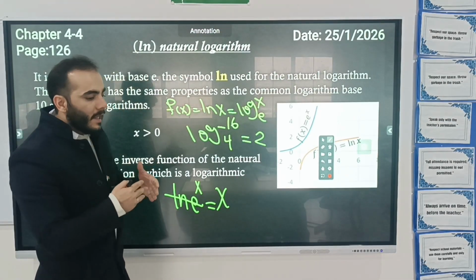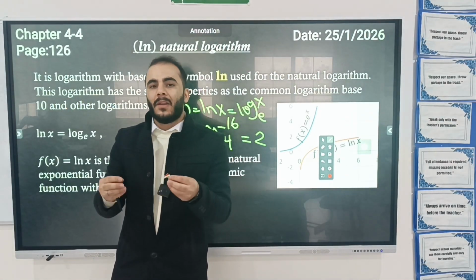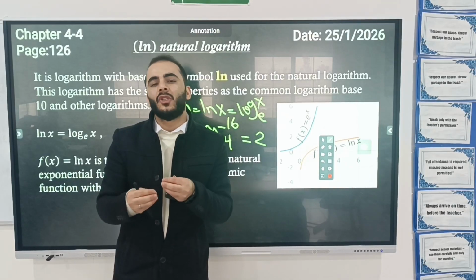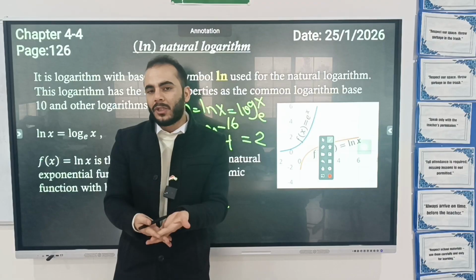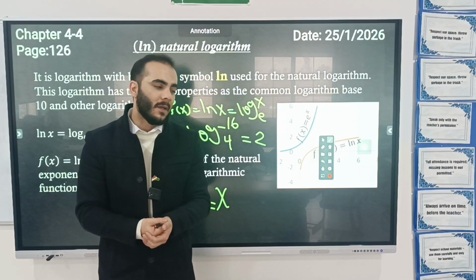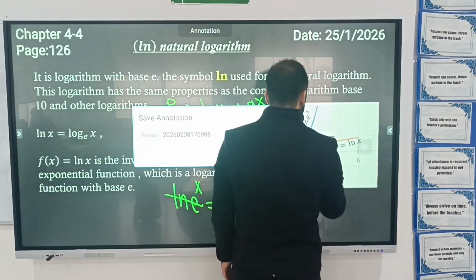The meaning of inverse function is that they will cancel each other out. Whenever these two functions are inverse of each other, when they reach each other, they will kill each other, just like e and ln. So in the upcoming part, there is something important here.